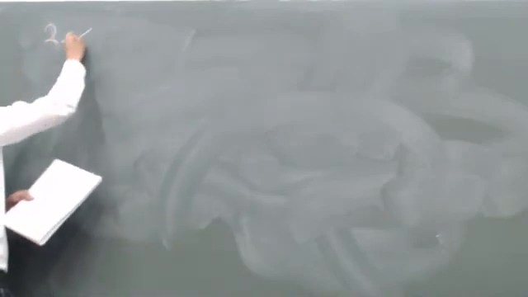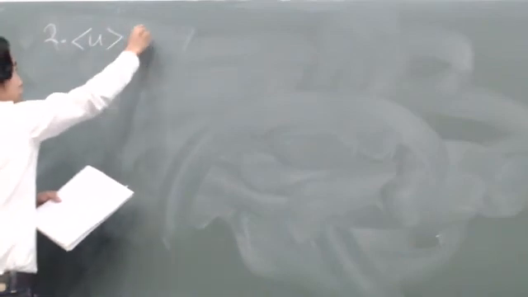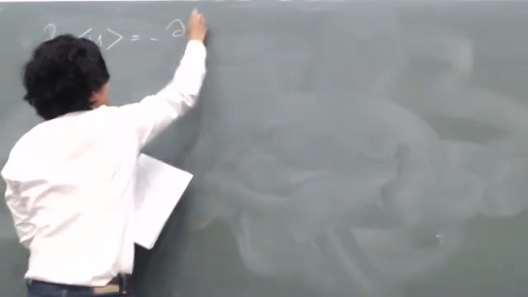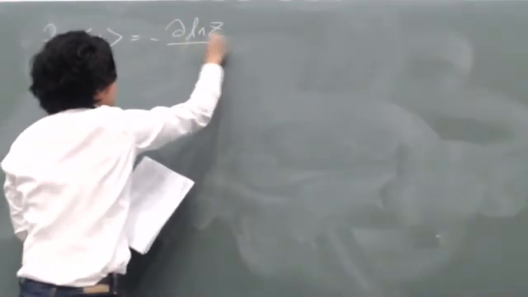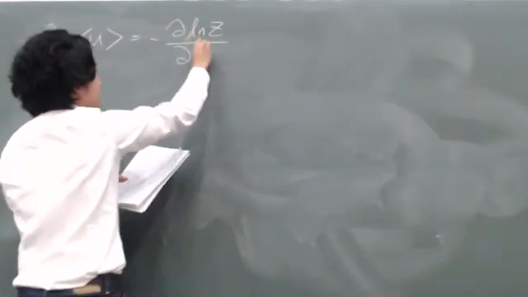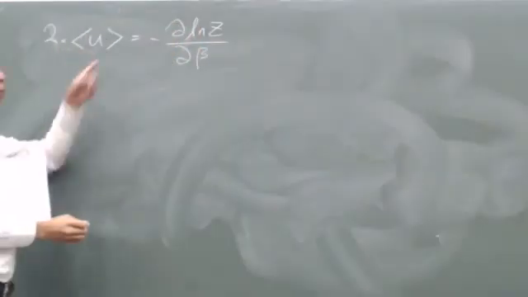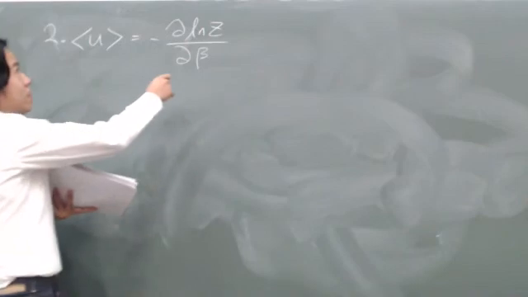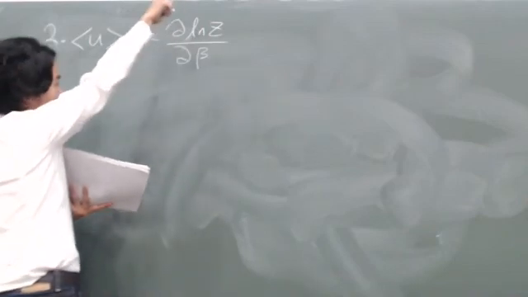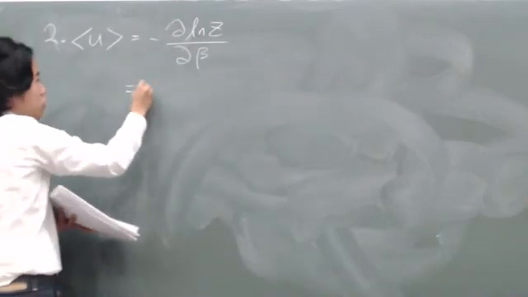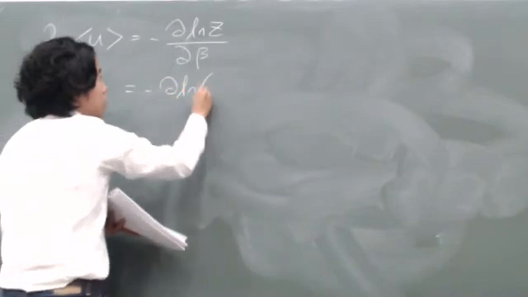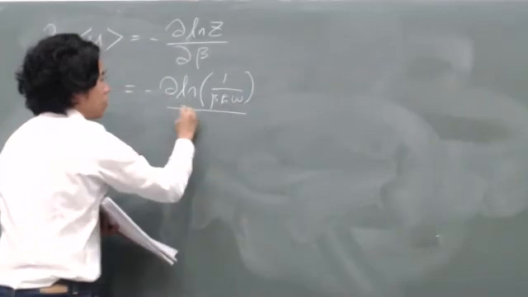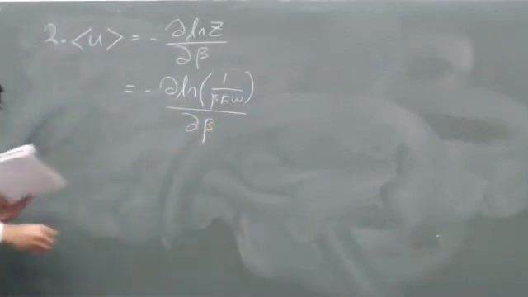For the mean energy, the average U, you can find it from the standard formula, minus d log Z d beta. So I think you proved that in the lectures. In this case, Z, just take from what we got before. So this is just minus d log of 1 over beta h bar omega, d beta.